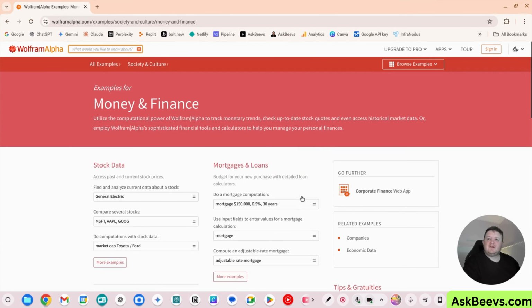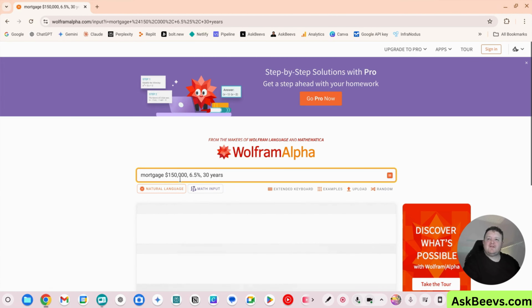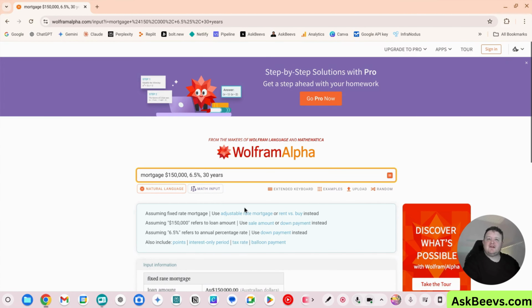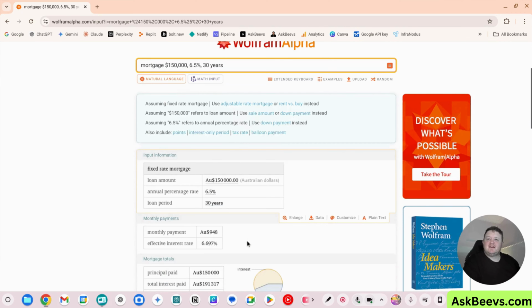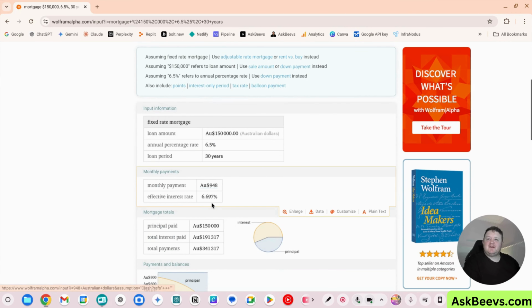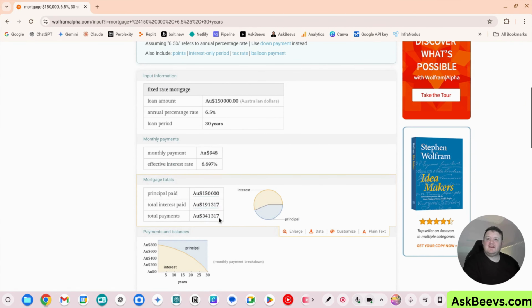What else? Money and finance. Here we go. Mortgage, 150,000, 6.5%, 30 years. The monthly payment, the effective interest rate, the principal paid, the total interest paid, the total payments.